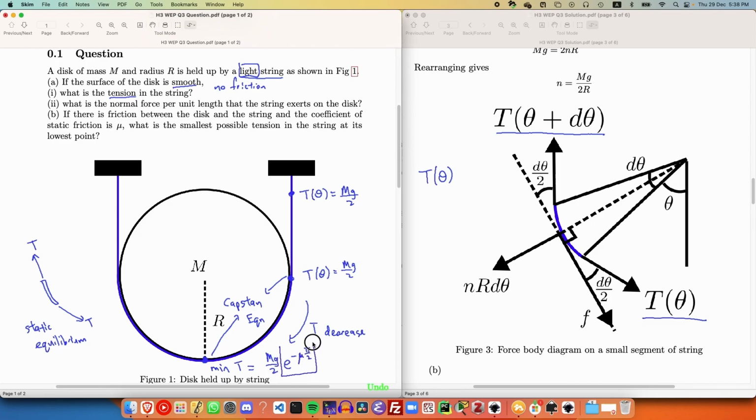This exponential factor basically suppresses the value of mg over 2, and you can see that it decreases mg over 2 to a very small value. If mu has a big value, then the tension at the bottom asymptotes towards 0. Now the question is, how do we derive the Capstan's equation?